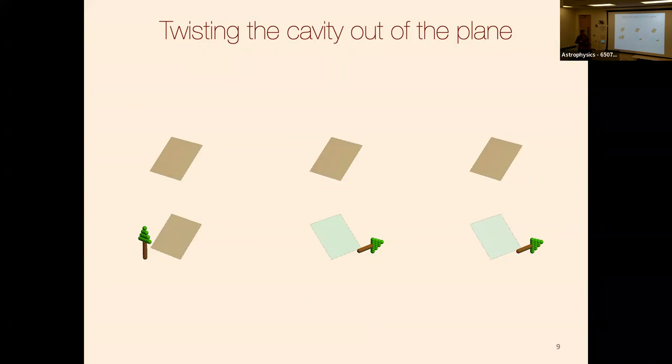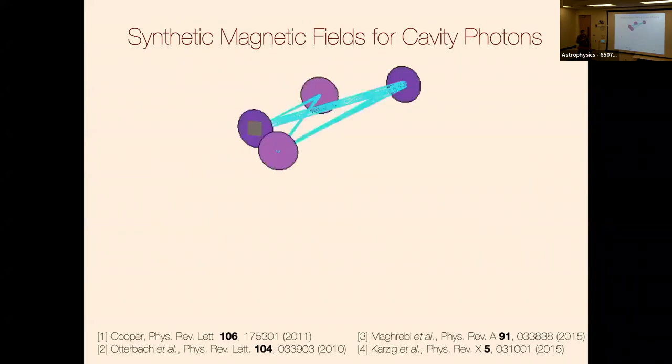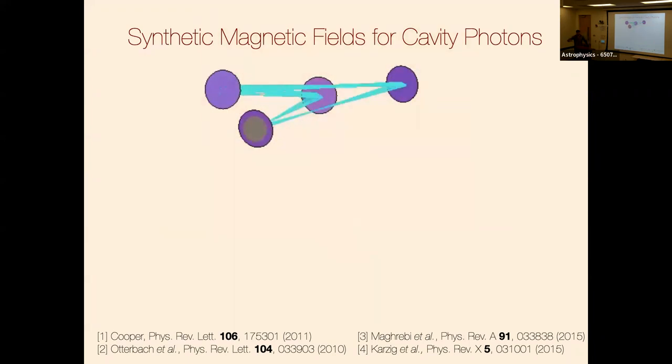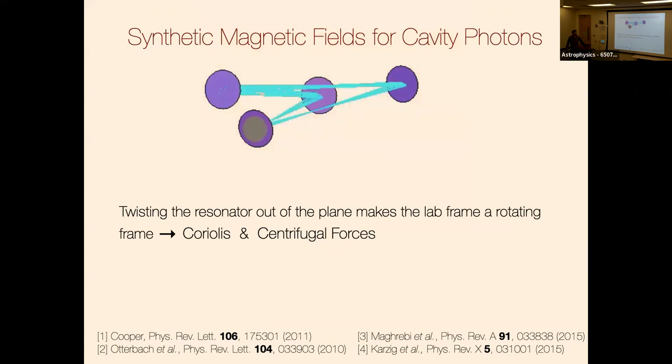Anyway. So the idea of our cavity is basically to do exactly what I've shown. Imagine we've got four mirrors and we twist the thing out of the plane, and keep the mirrors pointed at each other. What you should then expect is that this turns the lab frame into a rotating frame. On each round trip through the cavity, you get a little bit of rotation of your image. And we know that when you go into a rotating frame, you get normally fictitious forces, this Coriolis force and the centrifugal force on your particle.